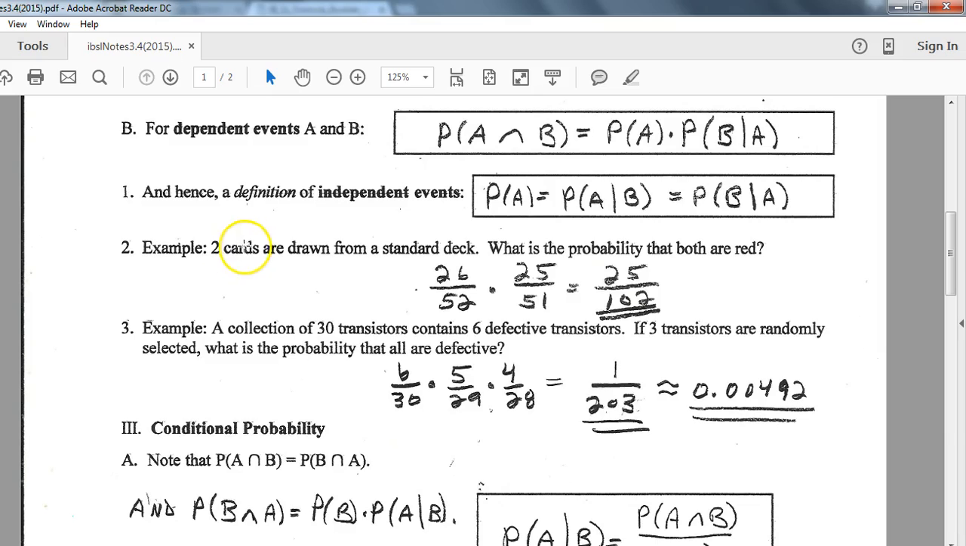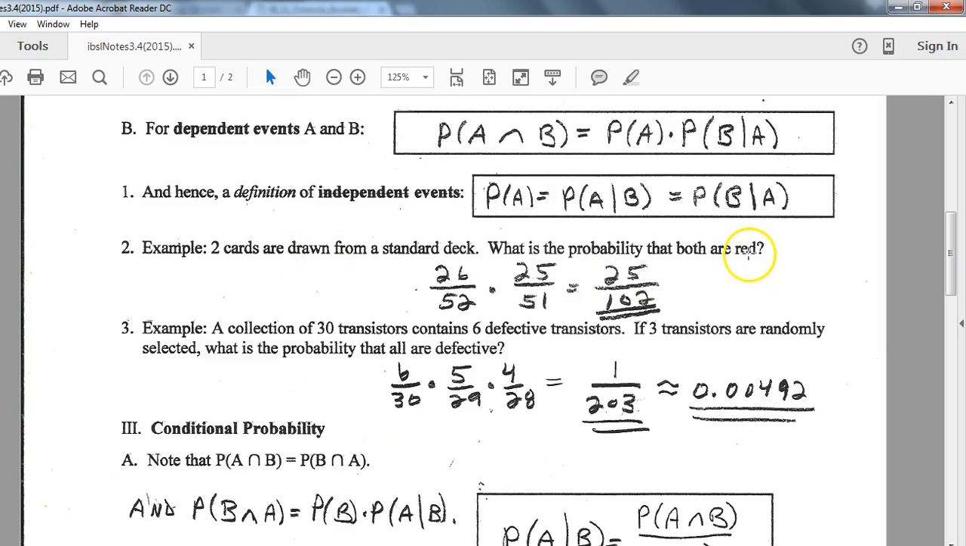So I'm now drawing 2 cards from a deck. Again, keep in mind, first of all, that we're no longer looking at single events here. These are 2 separate events that are taking place. If I'm not just pulling 1 card out of the deck like we did in the first 2 sections of this chapter, this is now 2 events taking place.